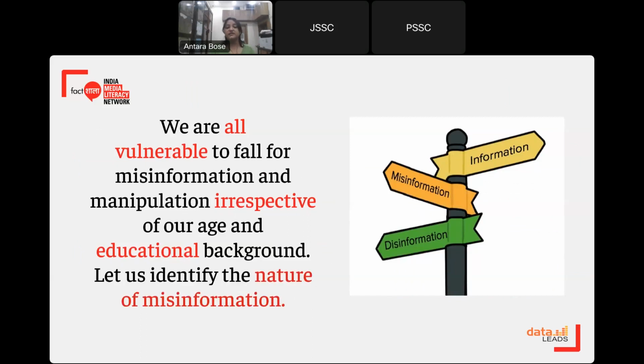Let us identify the nature of misinformation. It is not that if you are educated, you will not fall for misinformation. We may fall for misinformation क्योंकि आजकल information ऐसे पेश किया जाता है that you tend to fall for it. इतना सही लगने लगता है सब कुछ. So that is a psychological thing.